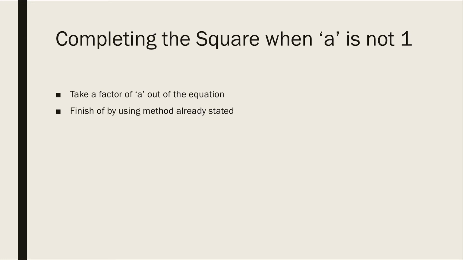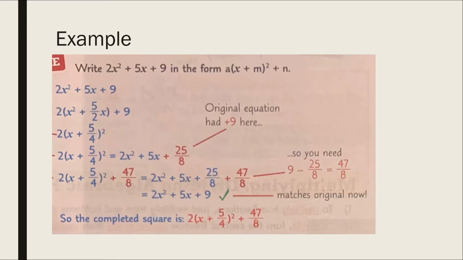Okay, let's see an example. That might make it a bit easier to explain. So the question here is to write 2x squared plus 5x plus 9 in the form a times x plus m whole squared plus n. So it's just asking us to complete the square when a is more than 1.